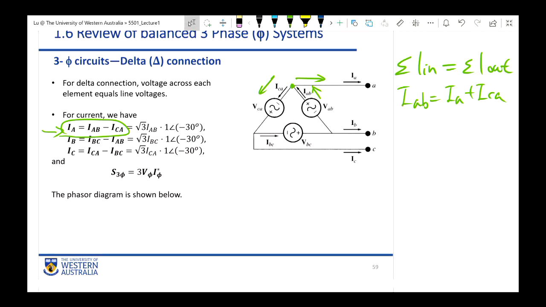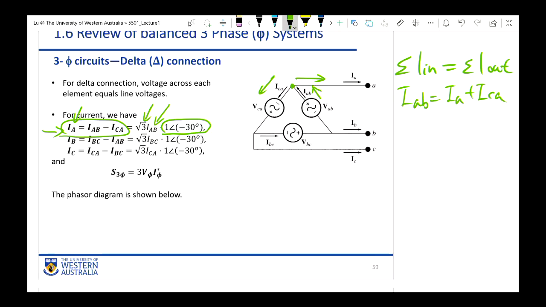So if the system is balanced, you can see the line current IA is actually equal to square root of 3, which is the scale of the magnitude, multiplied by the magnitude of the phase current, and then multiplied by such a kind of unit vector. But for this vector, the angle is negative 30 degrees. So this is indicating that for a balanced delta-connected voltage source or load, the line current will be square root of 3 times longer, but lagging. How much is lagging? 30 degrees.